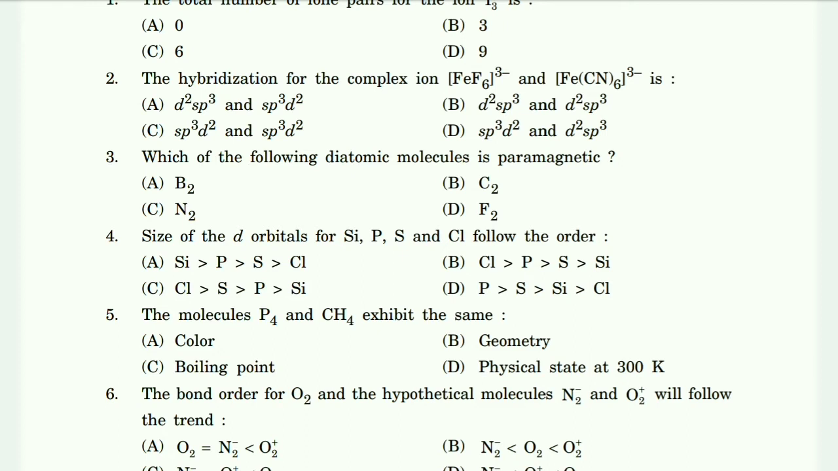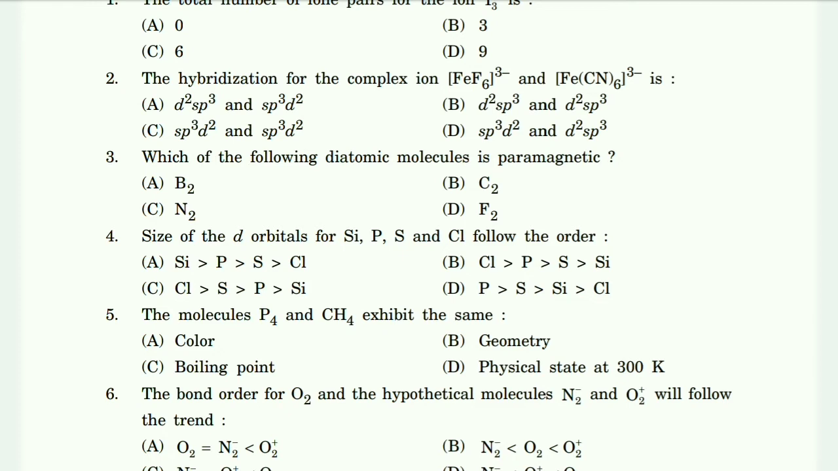Now question number 4, that is the size of the d orbital for silicon, phosphorus, sulfur and chlorine follows the order. Now you know that along the period from left to right, electronegativity increases from silicon to chlorine. Chlorine is more electronegative than sulfur, phosphorus and silicon. So the order of size is silicon greater than phosphorus, then sulfur, then chlorine. So option A is the correct option because of the electronegativity.